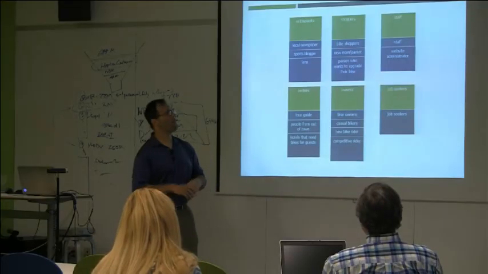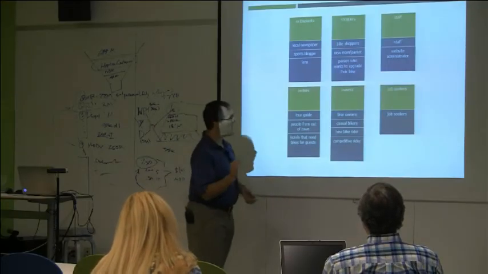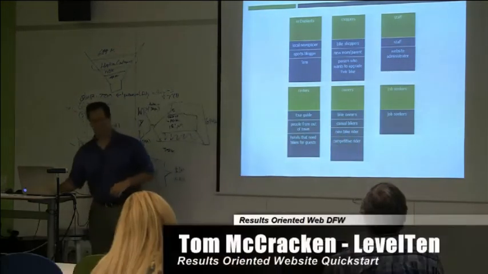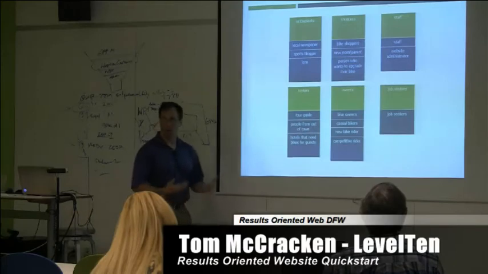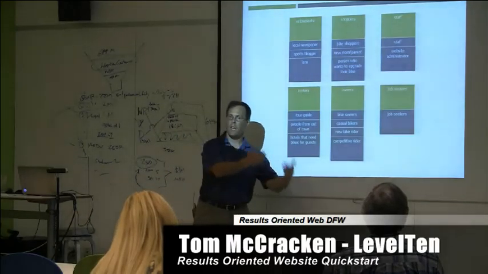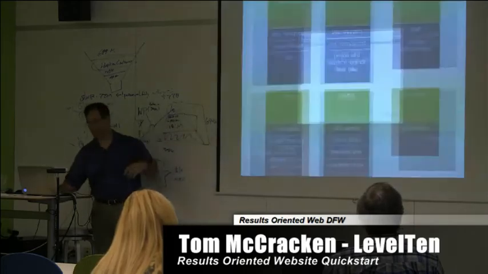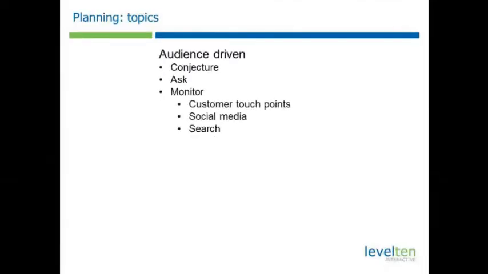Now, you can write for more general audiences, but some of the most effective content is for a very specific audience. The nice thing is that we generated a lot of this information in the planning for who the users are of our website. We can use that information again here. How do we generate topics? The best way to generate topics is the audience-driven way. And pretty much everyone starts the same way: conjecture.